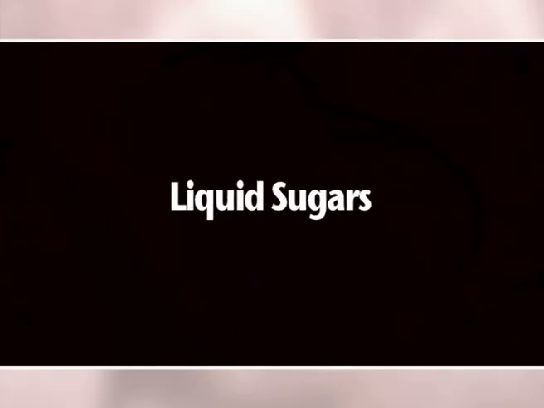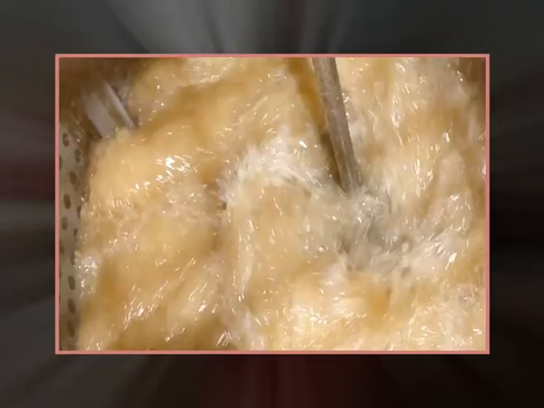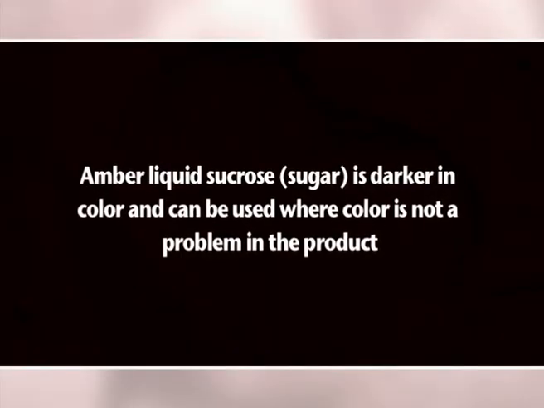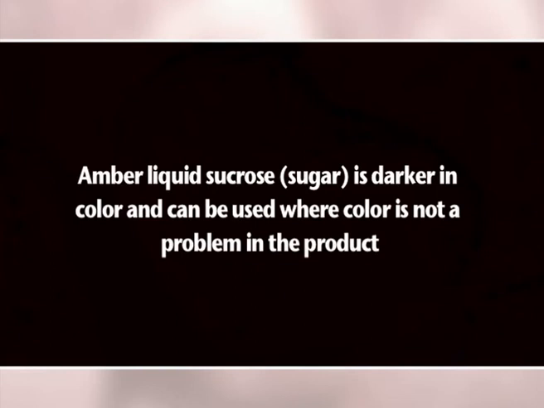Now, liquid sugars. There are several types of liquid sugars. Liquid sucrose is essentially liquid white sugar and can be used in products wherever dissolved sugar might be used. Amber liquid sucrose, that is sugar, is darker in color and can be used where color is not a problem in the product.